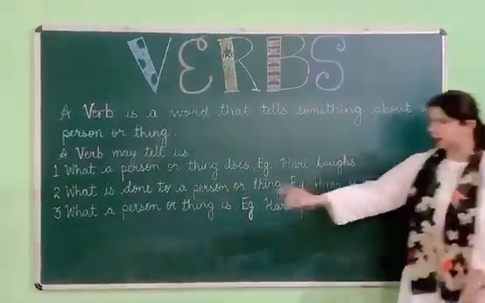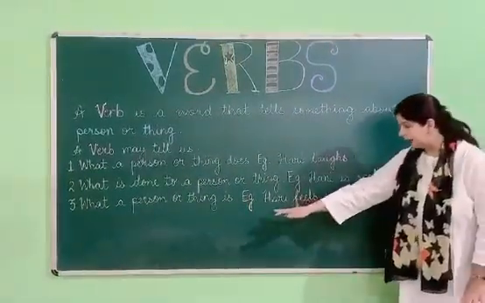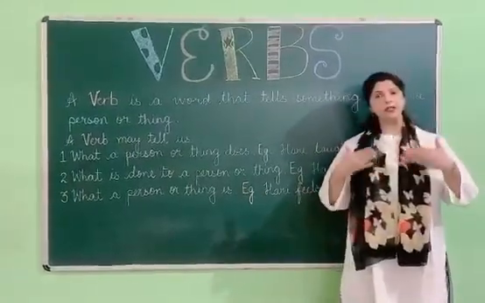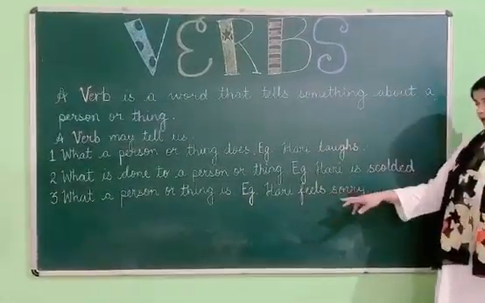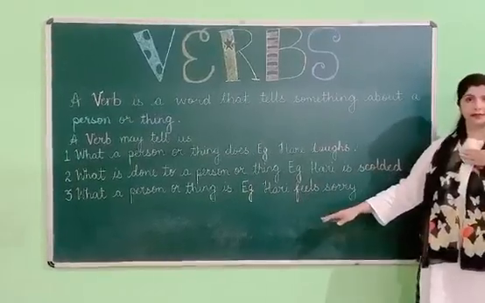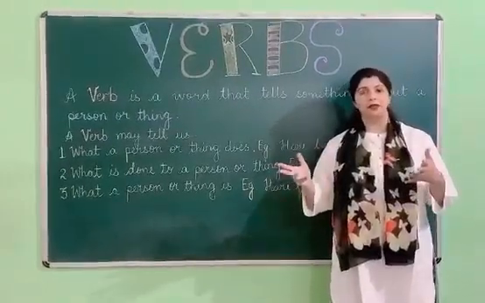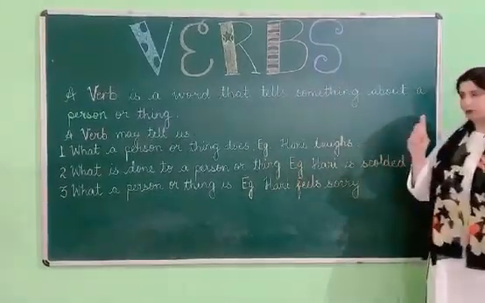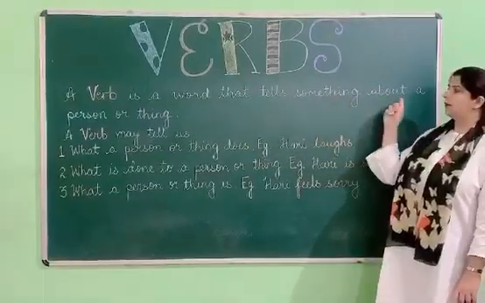Then we come to the third point. What a person or thing is. Like, Hari feels sorry. This is the feeling which Hari is getting inside him. What is he feeling right now? He feels sorry. So, where is the action happening? It's happening in the word feels. Like, for a thing, we can say glass is brittle. So, what is the glass? It is brittle.